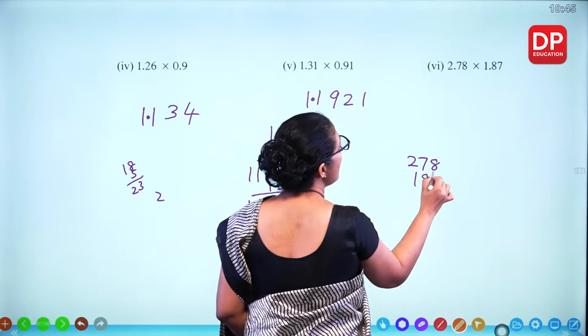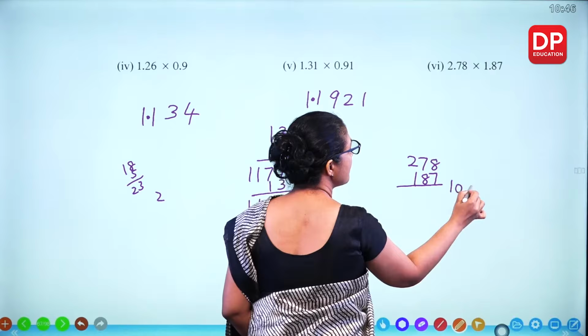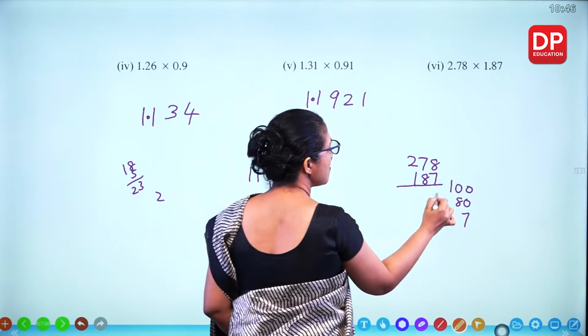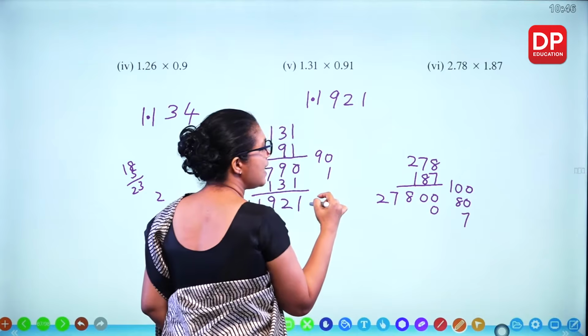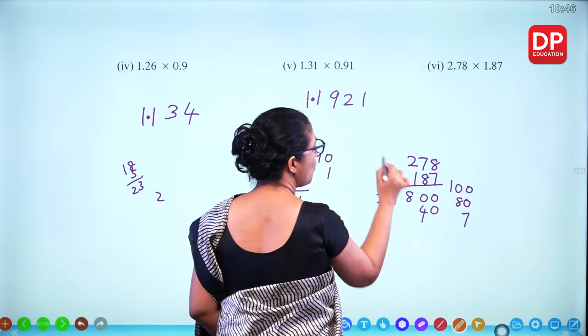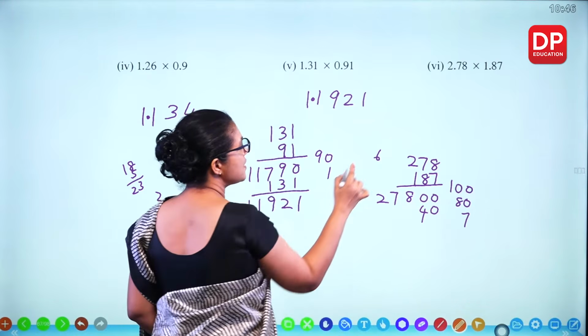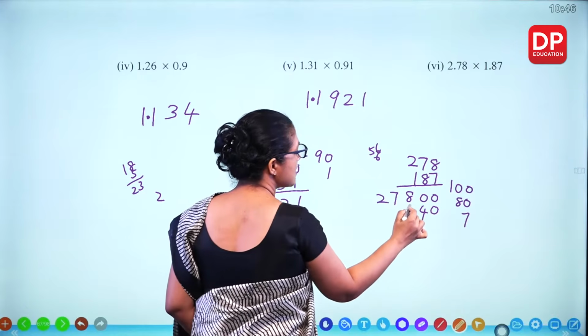278 multiplied by 187. 180 and 7. Multiplied by 1. Multiplied by 8. 8 times 8, 64. 8 times 7, 56. Plus 6, 62.